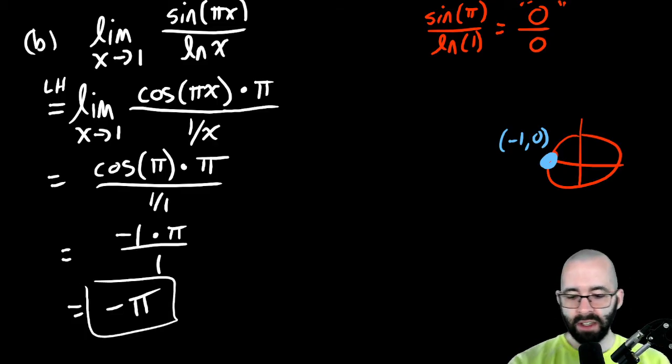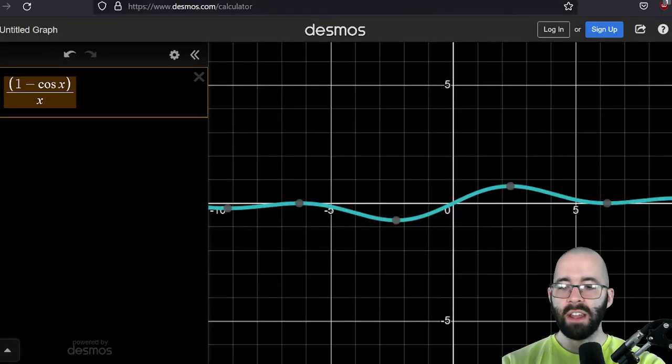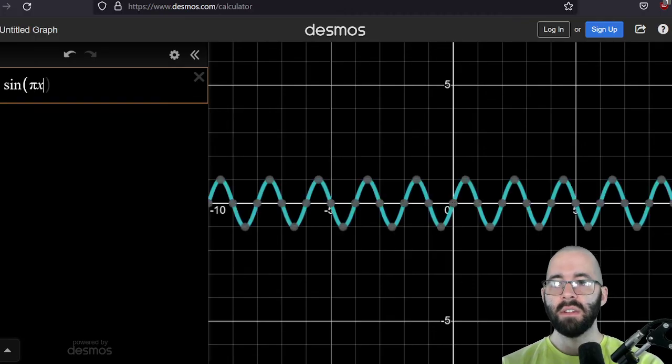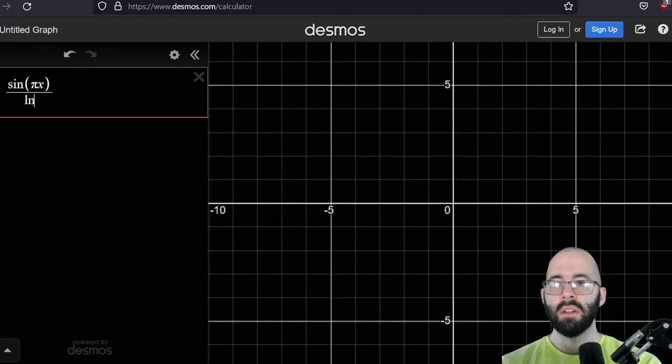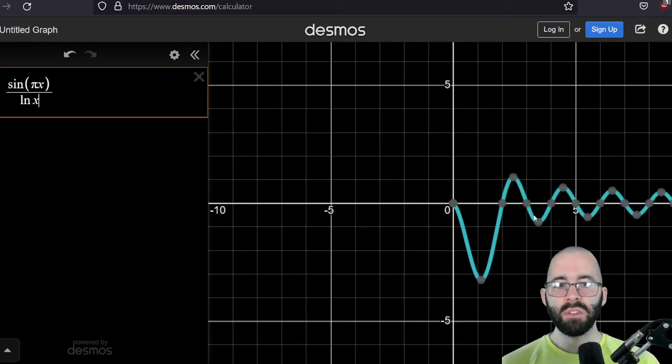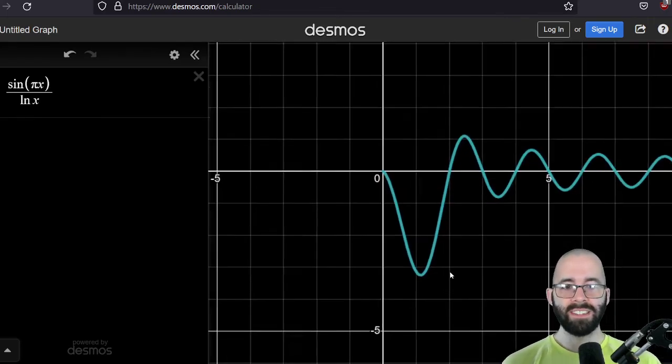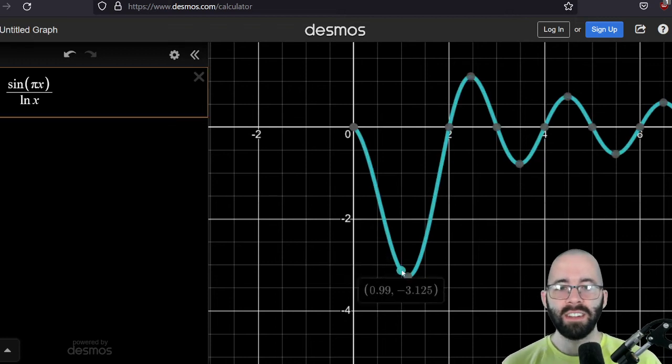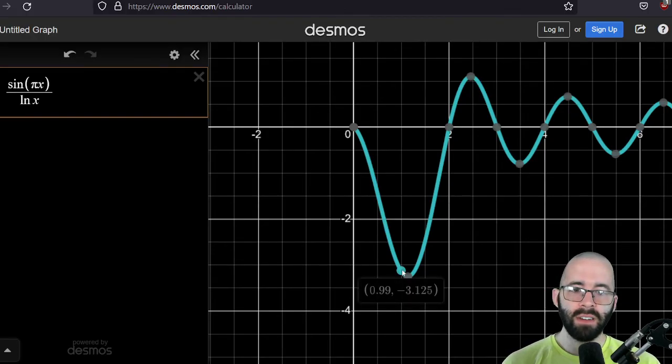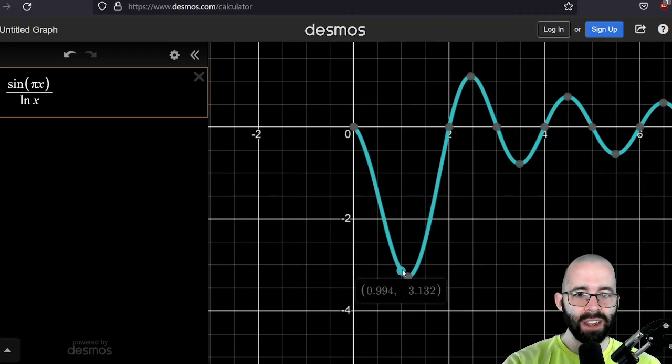Let's see this graphically. The sine of pi x over the natural log of x. As x approaches 1, what are we getting close to? Well, we're getting really close to about -3.1. Oh, that's kind of close to pi, isn't it? -pi. The y value is getting really close to -pi here.